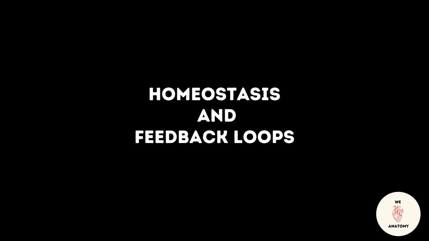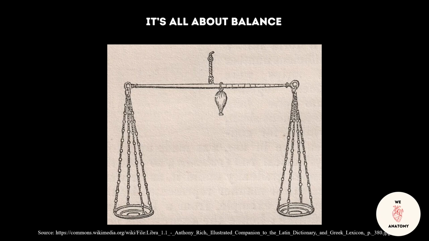Today we are going to talk about homeostasis and feedback loops. Homeostasis is the process by which living organisms maintain a stable internal environment. This stability is necessary for normal functioning and survival. The body regulates factors like temperature, pH, blood glucose levels, and water balance to stay within a normal range.